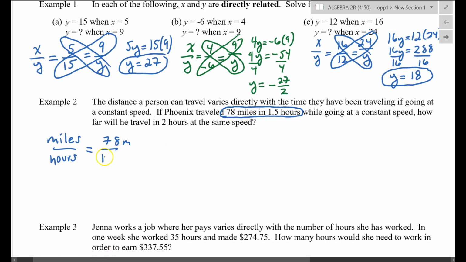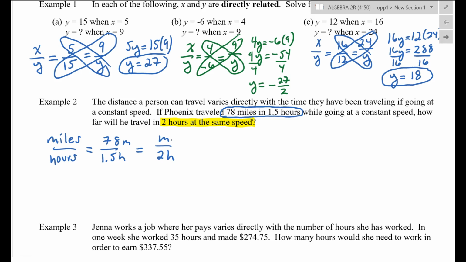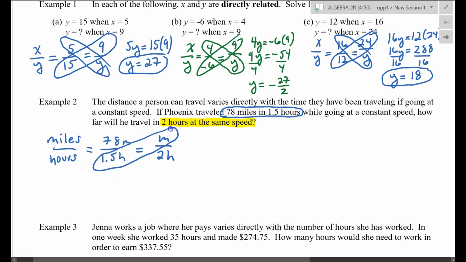So I go 78 miles in 1.5 hours. So now the question is, at the same speed, how far will I travel in 2 hours, right? So in 2 hours, how many miles will I travel? All right, so now we're going to do a cross product again, right?